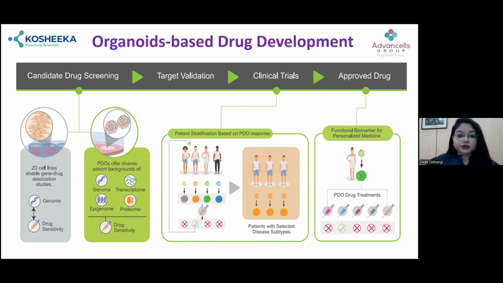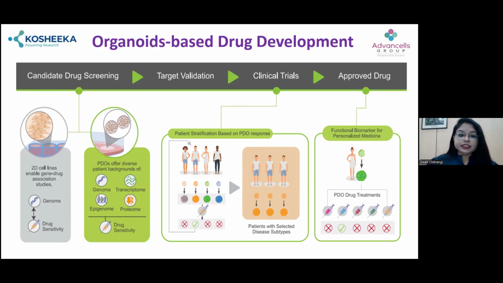After the 2D cell line, if a drug has passed toxicity analysis or genomic study, then it will go towards the PDO. Or the 2D cell line study and the three-dimensional patient-derived organoid study can be done simultaneously. Using PDO, patient-derived organoids, or 3D organoids, genomic studies, RNA studies like transcriptomics, epigenomic studies, protein studies, and drug sensitivity, all these studies can be aligned with the drug discovery process.